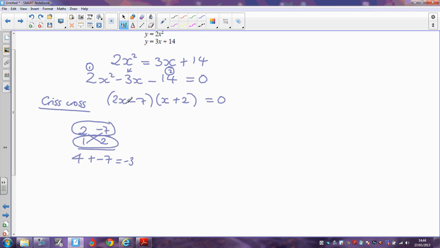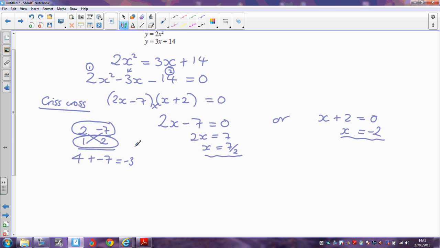Okay, so I now know that either this bracket has to equal 0 or this bracket has to equal 0, because it's the only way that if two things multiply together and the answer is 0 is either if this is 0 or this is 0. So let's start with 2x minus 7 is equal to 0, which means that 2x must be 7, so x must be 7 over 2. So that's one of my x values. Or x plus 2 could equal 0, in which case x is minus 2.